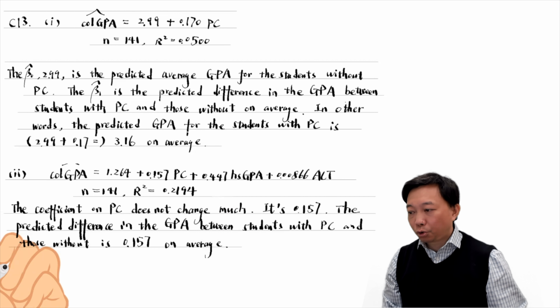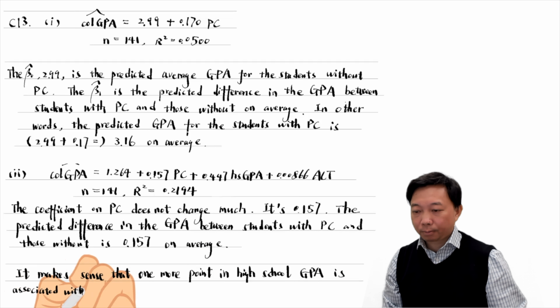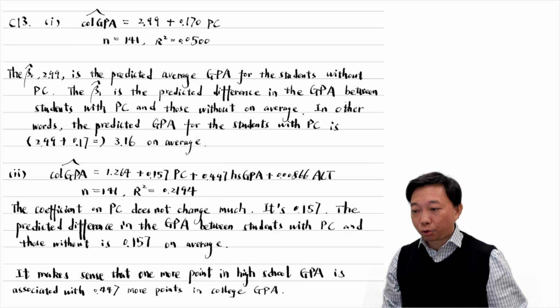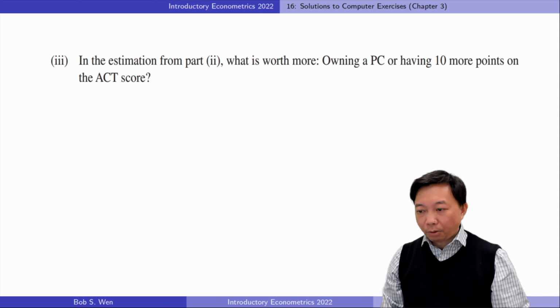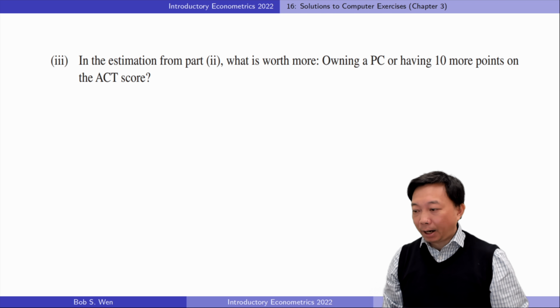The beta high school GPA hat makes sense. 1 more point in high school GPA is associated with 0.447 more points in college GPA. For the third question, from the multiple regression, we find that owning a PC increases college GPA by 0.157 points, whereas having 10 more points on the ACT score raises college GPA by 0.09 points. The former's effect is larger than the latter.